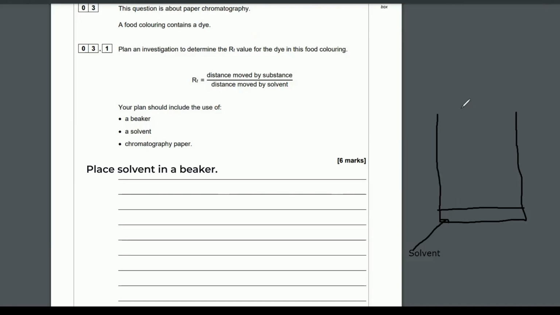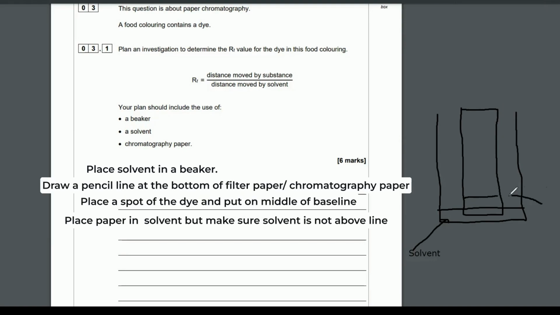You're then going to get a piece of chromatography paper and place that in the solvent. We're going to draw with a pencil line the start line. This is known as the start line, sometimes called the baseline, and always drawn in pencil. We're then going to take our dye and add that to the start line. And we hope the start line goes through the middle of the dot of the dye.